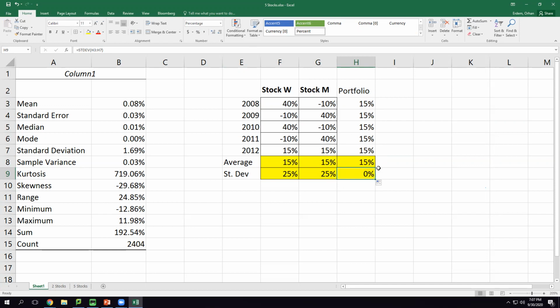Just drag it to the right, you'll get 15% average for your portfolio, and then 0% for standard deviation. They don't move at all, right? That's why their standard deviation should be 0%. And 0%. Can you please confirm that you get 15 and 0?